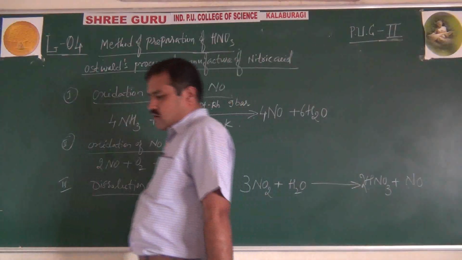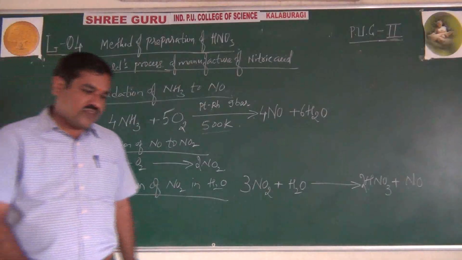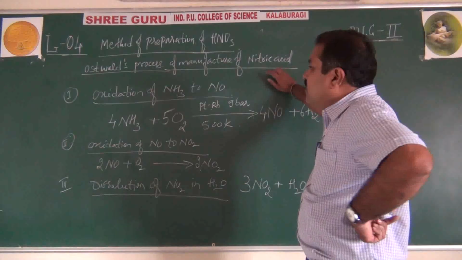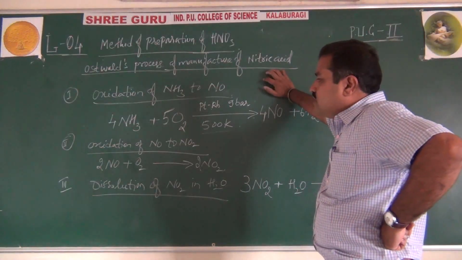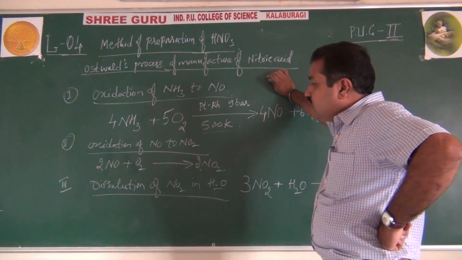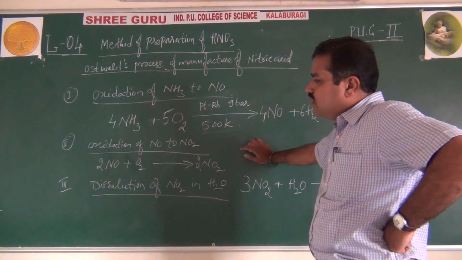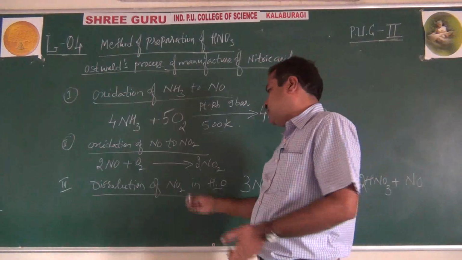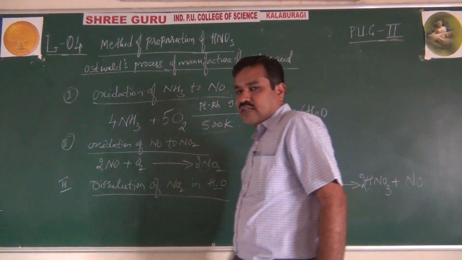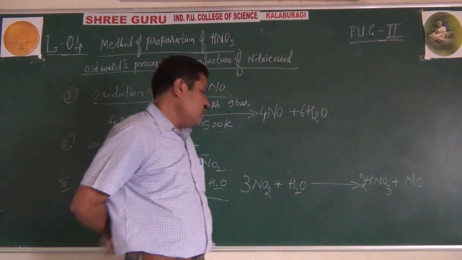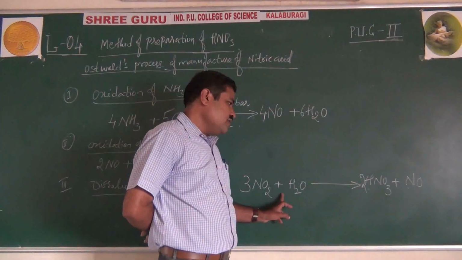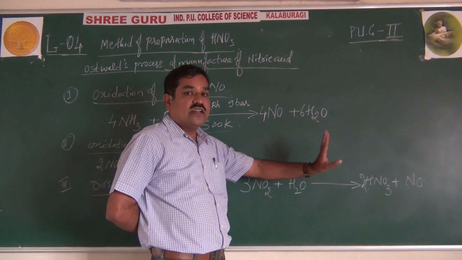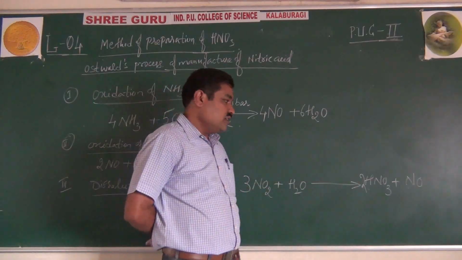Like this, by 3 steps we can manufacture nitric acid on a large scale. First one, oxidation of ammonia to nitric oxide. Second, oxidation of nitric oxide to nitrogen dioxide, simple air oxidation. Third step, dissolution of nitrogen dioxide in water. That means this nitrogen dioxide is absorbed in water, dissolves in water and gets disproportionated to form nitric acid and nitric oxide.